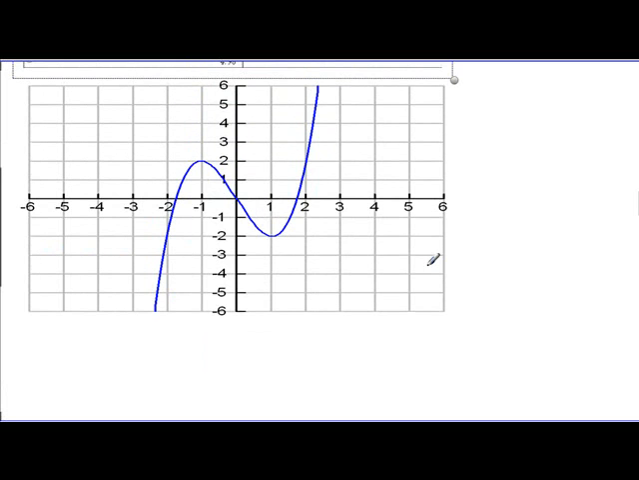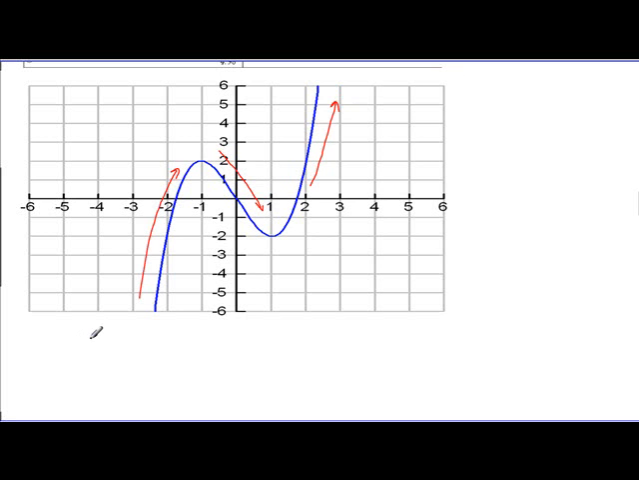Anytime you're traveling along the curve and you're going up, that's where the function is increasing. If you're traveling along the curve and you're going down, that's where the function is decreasing. If you're traveling along the graph and you're just moving to the right, not going up or down, the function is constant. With this particular graph, we see that we have an increasing function where you're going up, then it decreases for a while, and then it increases again.